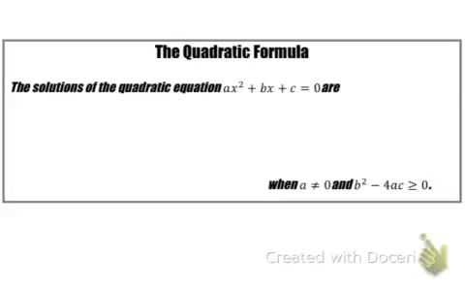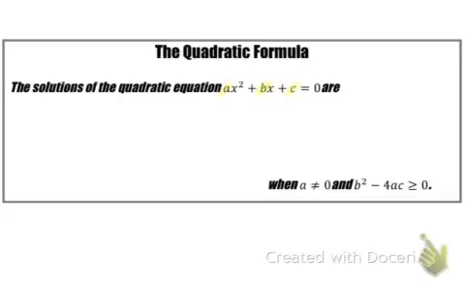Hey guys, in this video we're going to learn how to solve quadratics using the quadratic formula. To find the solutions of a quadratic equation of the form ax squared plus bx plus c equals 0, we're going to use a, b, and c in our quadratic formula to figure out what the value of x is. Keep in mind our a cannot equal 0, and this is when our b squared minus 4ac is going to be greater than or equal to 0. You'll see how this is associated with the quadratic formula in the actual formula.